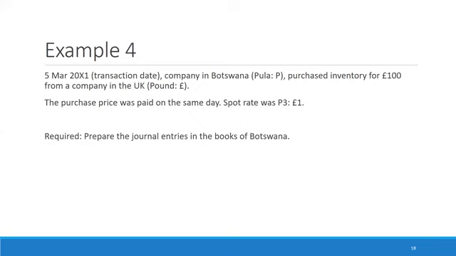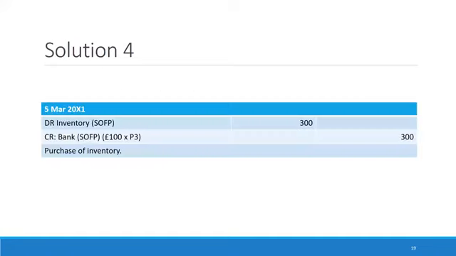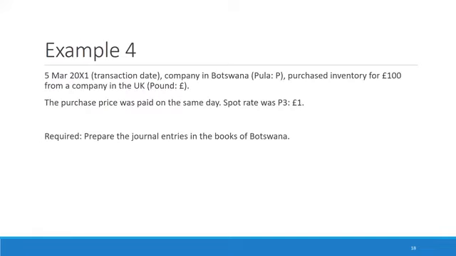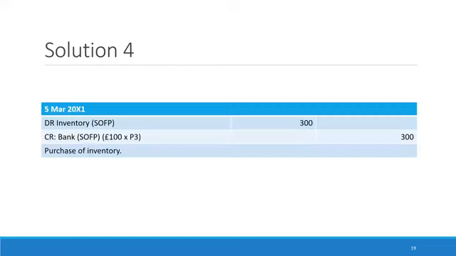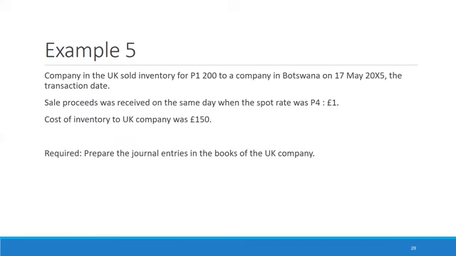Okay, so Botswana is the one that is purchasing inventory. They're buying from somebody else. So what are they doing? They're buying inventory, so debit inventory with 300. How did they get 300? It was £100. We translate that to Pula by timesing by the 3 Pula spot rate to give us 300 Pula. So debit inventory with 300 Pula, credit bank with 300 Pula.